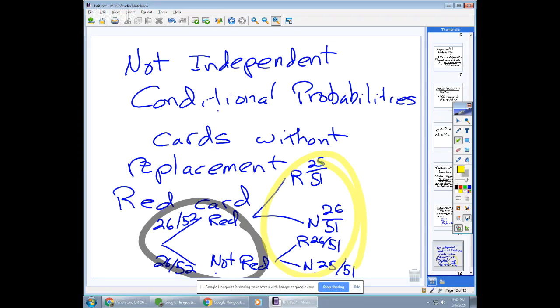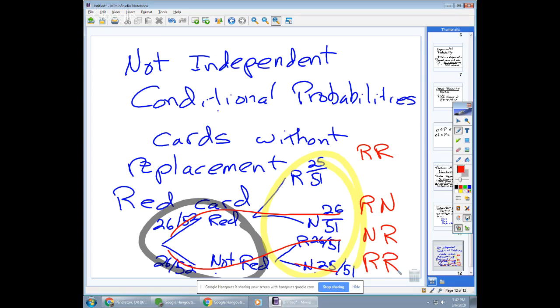Here are the possibilities, if I look at my tree. It went red, red. This branch over here is red, not red. This branch over here, I got a not red first, and I got a red second. And this last branch means I got not red, then not red. Those are the 4 ways I can deal 2 cards only thinking about red. Forget about all the other suits, right? You see what I mean?